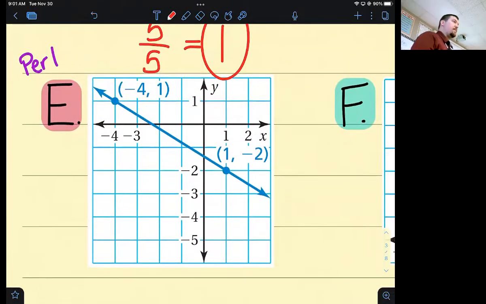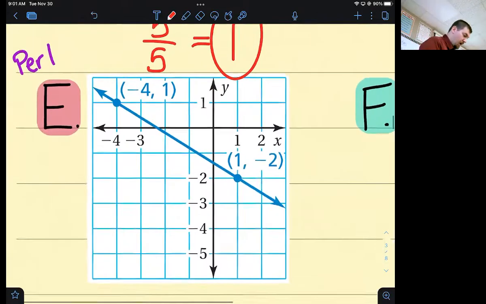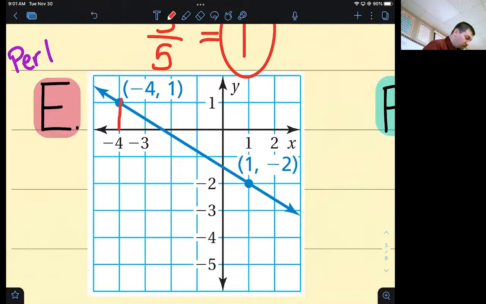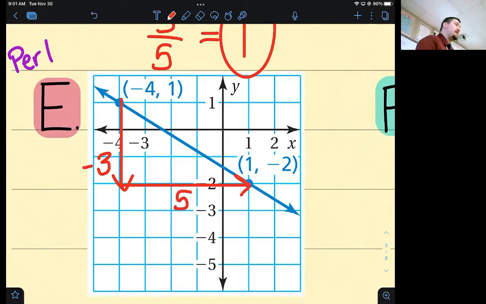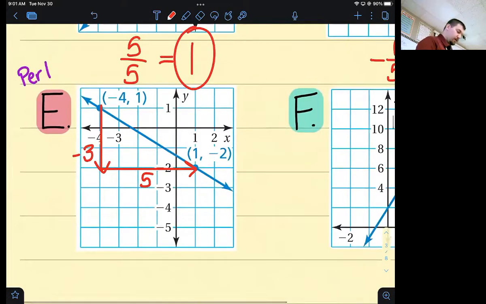Is this slope going to be positive or negative? It is going to be negative. That's right. I'm going to travel down 1, 2, 3. So there's my negative number because I went down 3. And I'm going to travel to the right 1, 2, 3, 4, 5. What does that make my slope? -3/5.